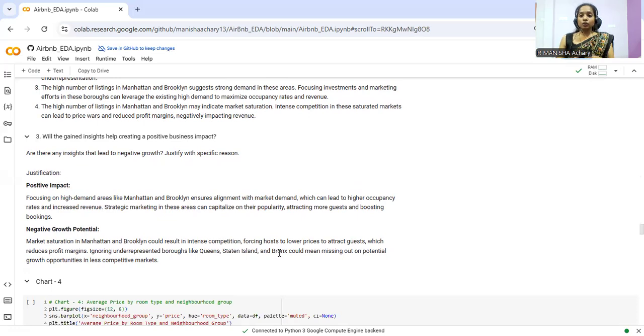What are the negative growth impacts? Market saturation in Manhattan and Brooklyn could result in intense competition, forcing hosts to lower prices to attract guests, which reduces profit margins. Ignoring underrepresented groups like Queens, Staten Island, and Bronx could mean missing out on potential growth opportunities in less competitive markets.